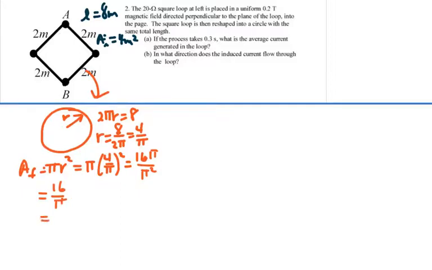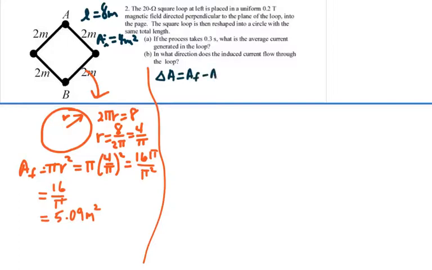which is 5.09 meters squared. So our change in area, which is our final area minus our initial area, is going to be 5.09 minus 4, or 1.09 square meters. Good to know.